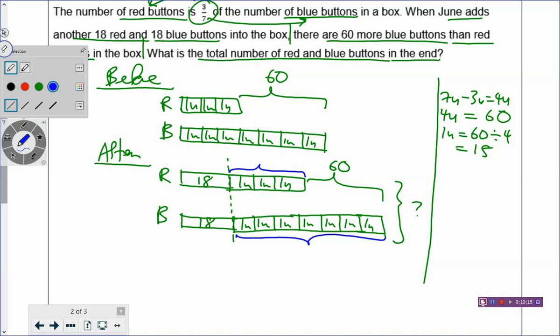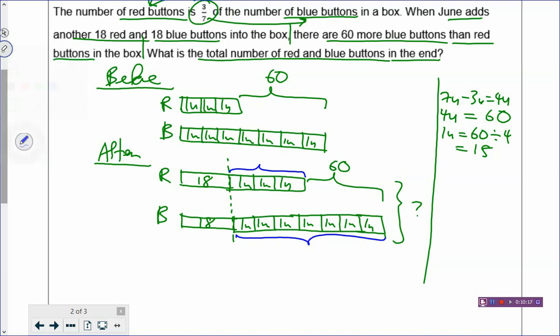Okay, so let's find. So you have how many blue? How many blue here? Now there are 1, 2, 3, 4, 5, 6, 7 units. So 15 times 7, right? 15 times 7, 105. Okay, so let's put down 105, and then there are 3 units of red. So that will be 15 times 3, which is 45. So you put down 45.